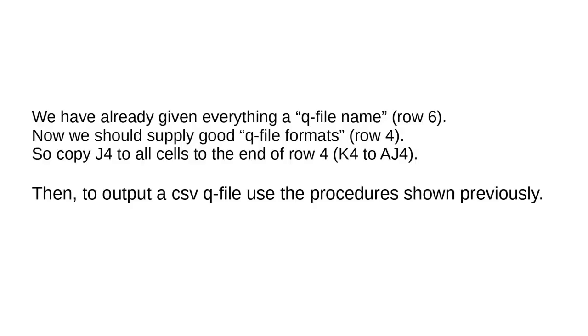Now we should supply good Q file formats, row 4. So copy J4 to all cells to the end of row 4. That's K4 to AJ4. Then, to output a CSV Q file, use the procedures shown previously.